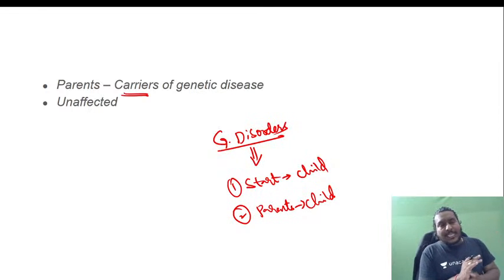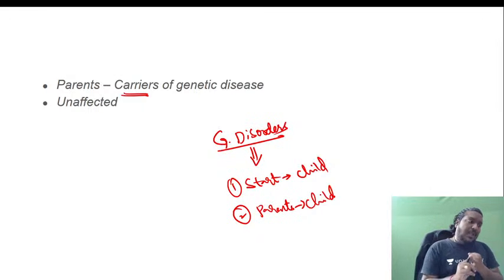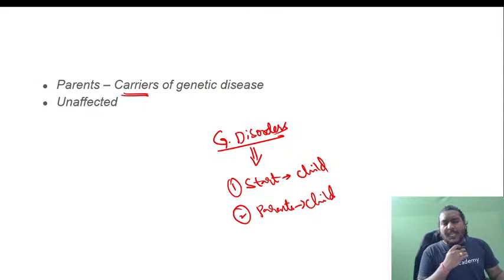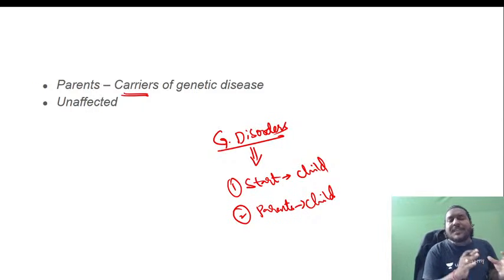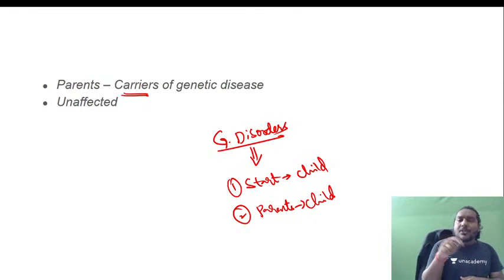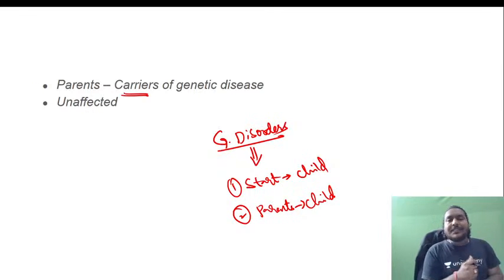In case the parents are the carriers of the genetic disease, they are not affected, nor are they unaffected. If they are the carriers of some genetic disease, there is a chance the children could be carriers, the children could be affected, the children could be unaffected. There are three cases of that.